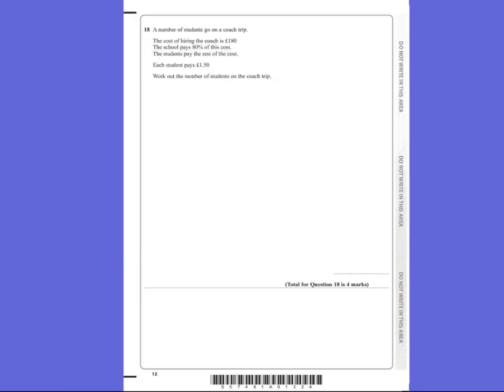Question 18. A number of students go on a coach trip. The cost of hiring the coach is £180 and the school pays 80% of this cost. The students pay the rest of the cost. Each student pays £1.50. Work out the number of students on the coach trip.